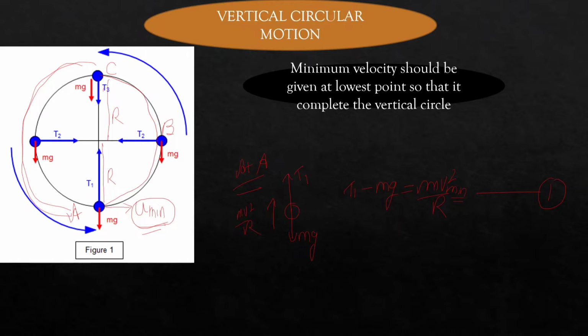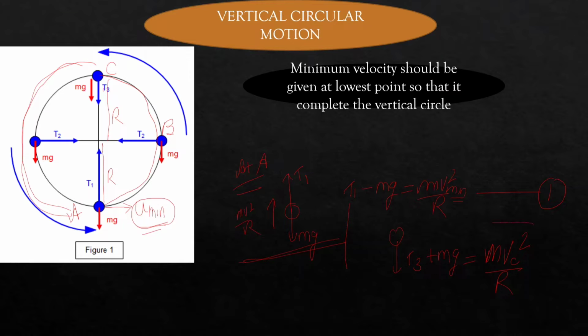So now you have understood the object should have some velocity at C. So see the condition at C. At C, what is happening? At C, the ball in this direction has T3 plus mg, and this is equal to mvc square upon r. That is, T3 plus mg is equal to mv square upon r.